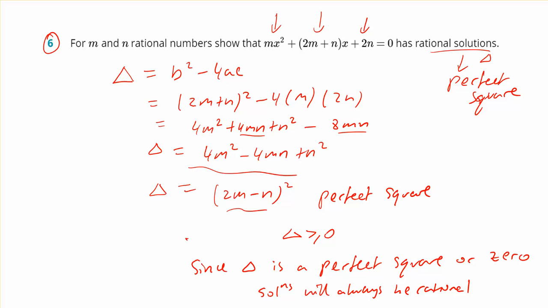Okay, so that's all you need to write to prove that solutions will always be rational. So hopefully that helps.